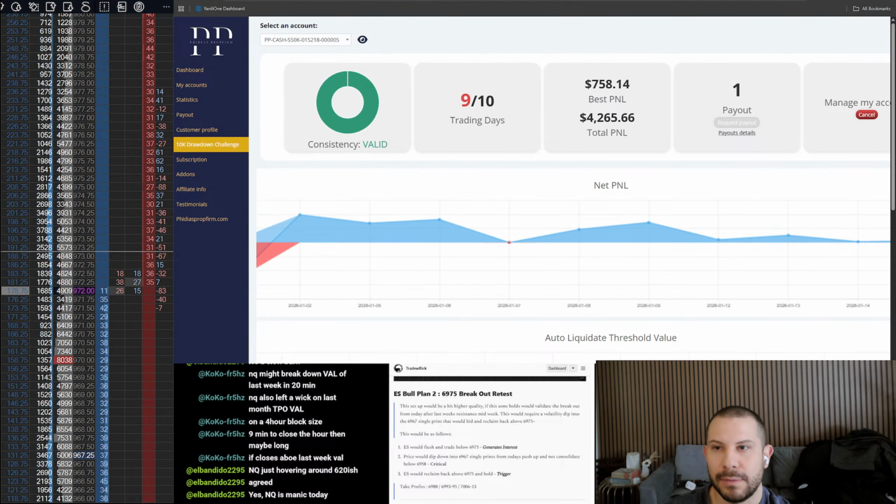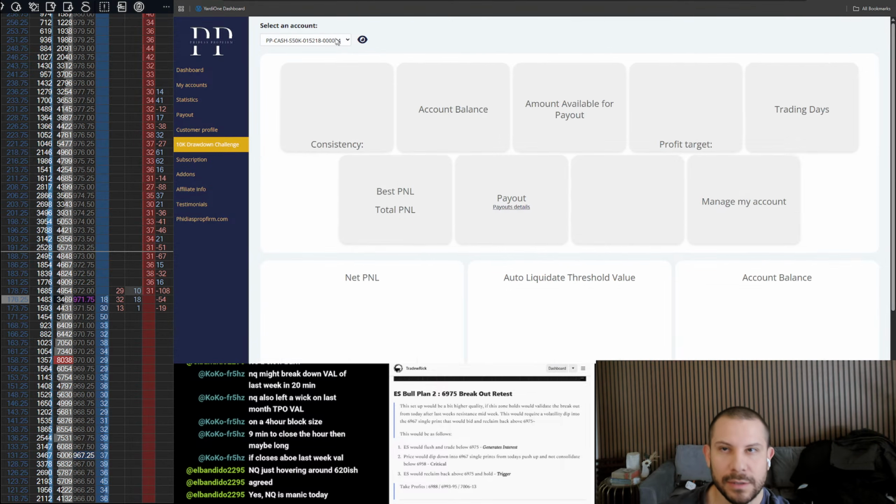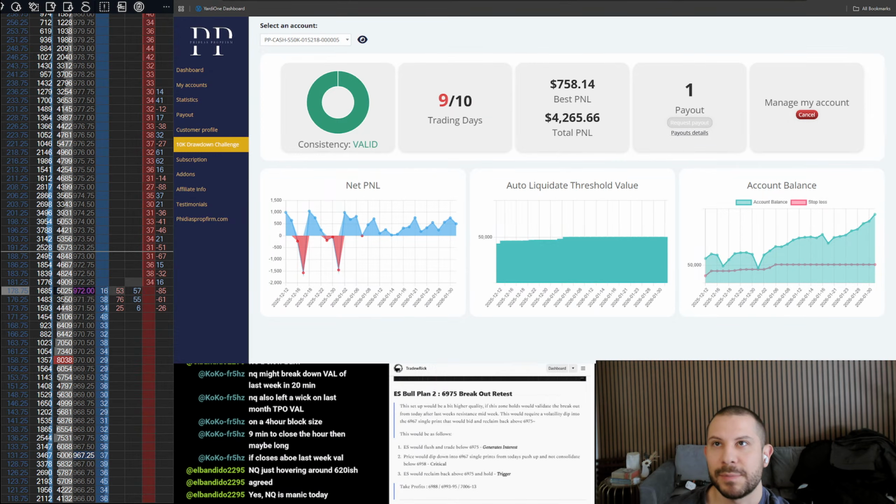It looks ugly. Why are they loading the page like this? Normally it's cleaner. There you go. Ah, much better. I just needed to refresh it. You can see the P&L curve. This is a payout request here, and then just steady, boom, boom, boom, every day.